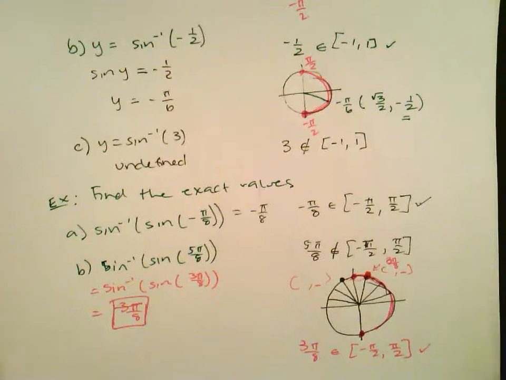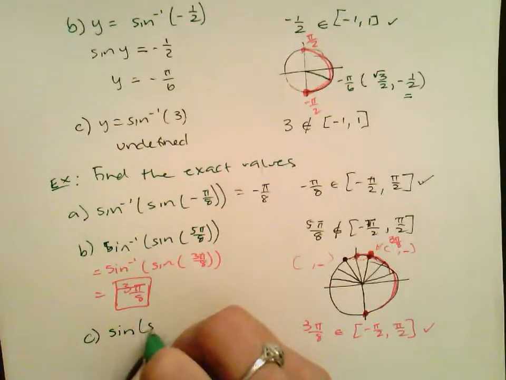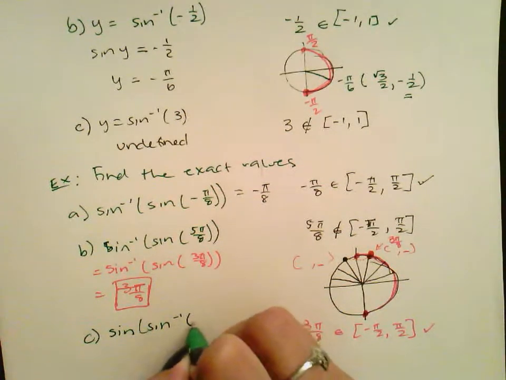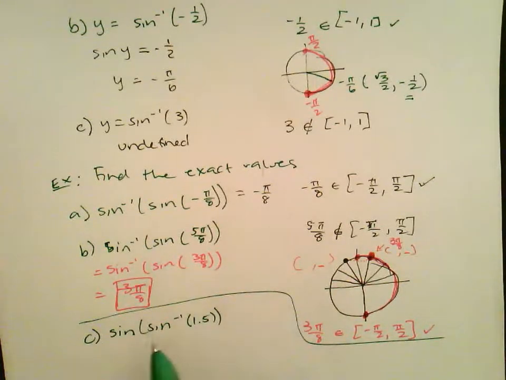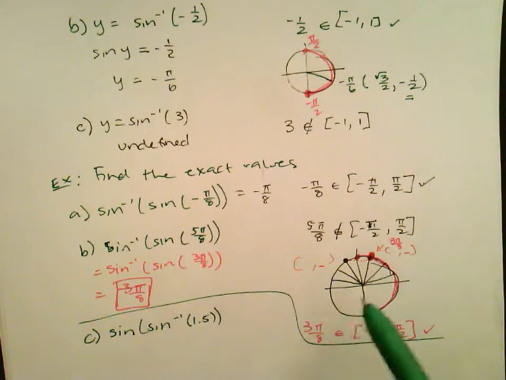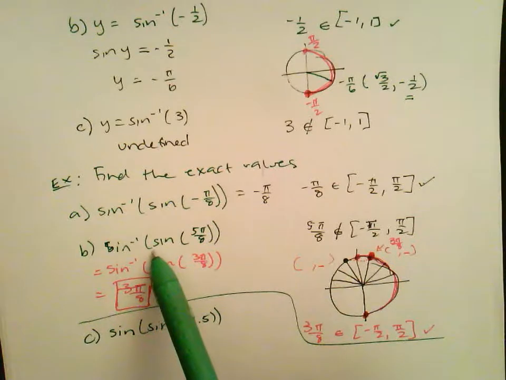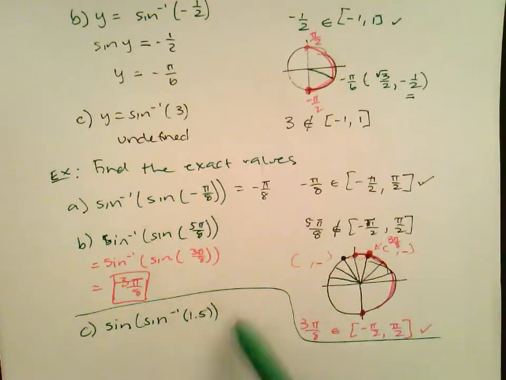Let's do one more example. So this is sine of sine inverse of 1.5. If we have an angle as the input, we can find an equivalent angle that's going to give me the same sine value or cosine value or tangent value, whatever it is you're looking for. But if I have an input that's not an angle, then we can't always change it. So let's check this one.